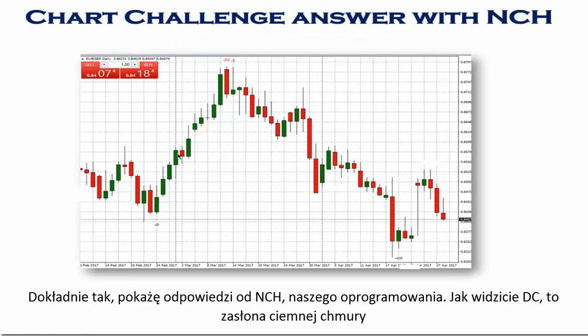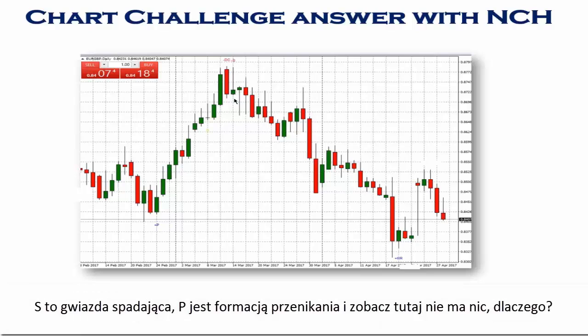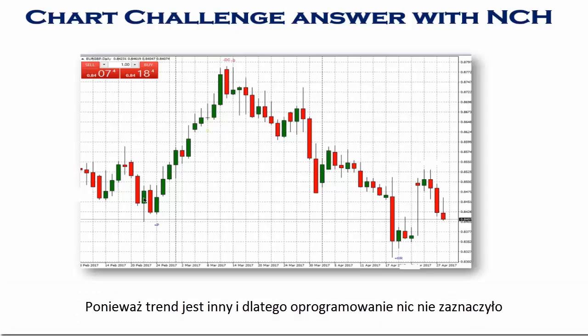These are the signals with abbreviations. So you can see DC is a dark cloud cover. S is a shooting star. P is a piercing pattern. And notice there's nothing here. It doesn't say bearish engulfing pattern. Why? Because the trend is wrong. And what we do with NCH, the Nissen candle highlighter, is we take into account trend.